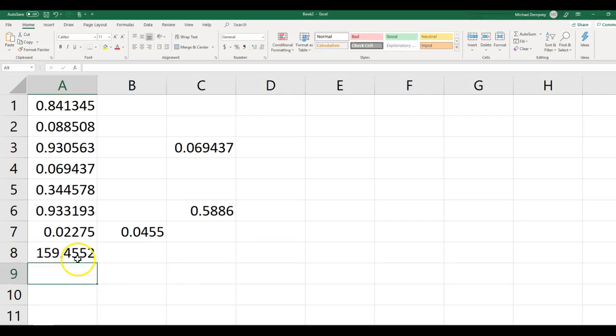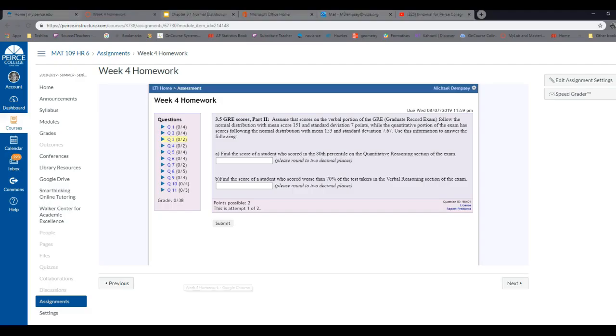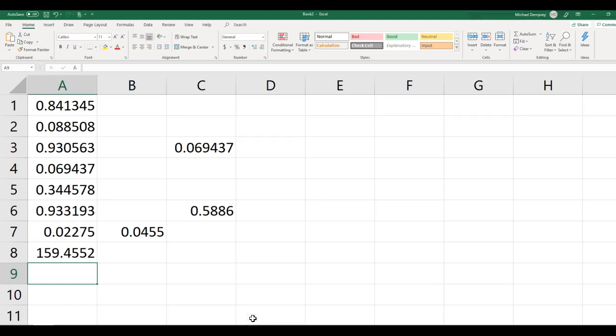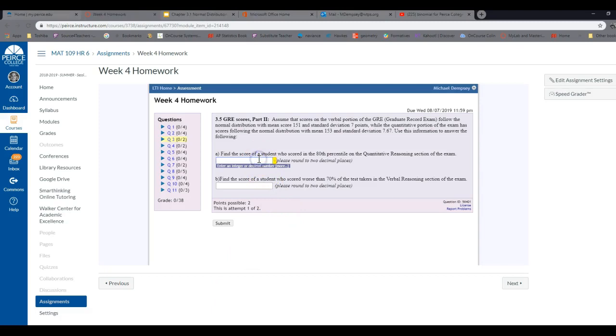Okay, and it tells me there, so somebody who is at the 80th percentile, that should make sense to us, right? 153 is average. Okay, 80th percentile is going to be above the mean, so 159 is above the mean. And it's a little bit less than a standard deviation above, right? One standard deviation above is the 84th percentile. So 159.455. I don't know how many decimal places. 2 decimal places. So 159.46.